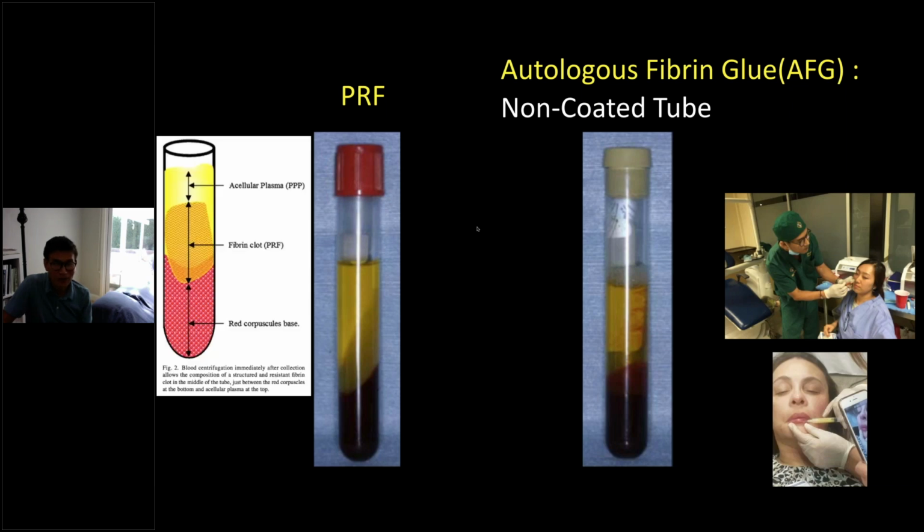One is very rough, like concrete. So when you spin down, the cells kind of clump together with the clot. So that's the PPP, the upper part, and the middle is fibrin, PRF. And then the bottom has the buffy coat, which is a lot of cells connected with the red blood cells, and we just discard the bottom side. And then how about the one with the yellow cap? Well, sometimes we use the white cap. It's a non-coated tube, so we call it autologous fibrin glue, AFG.